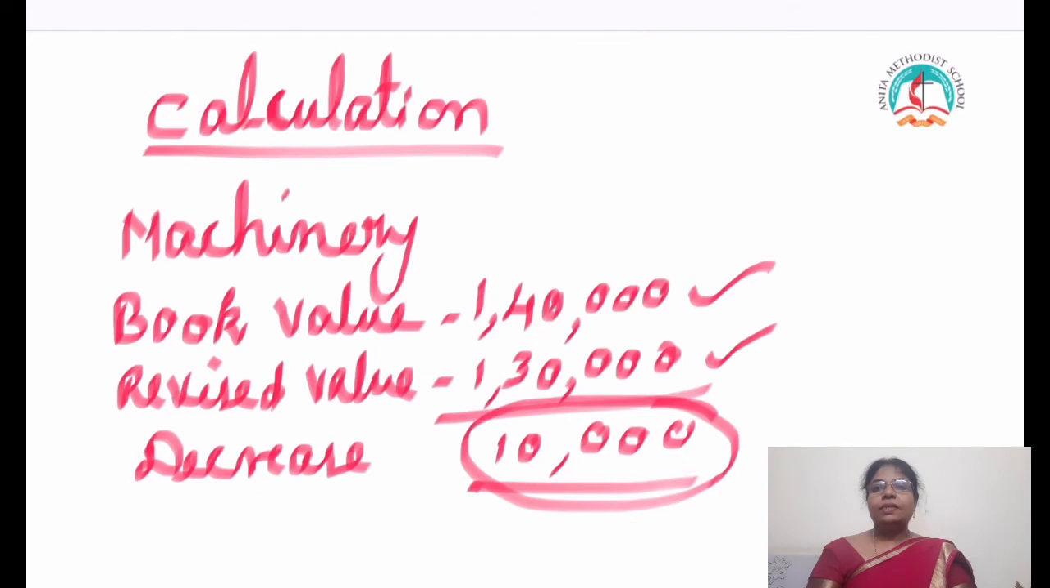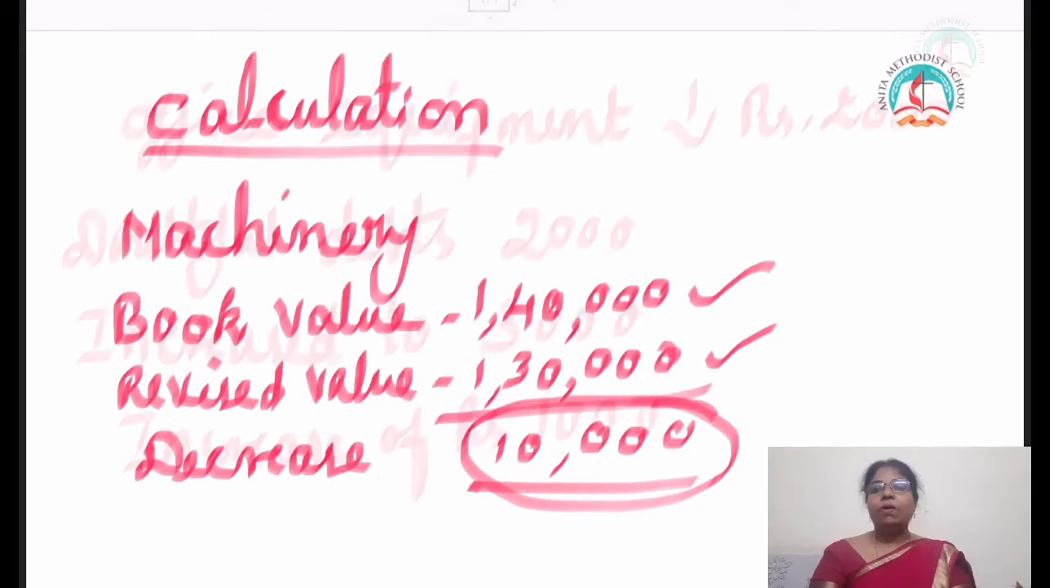Now we will record the journal entry. The first adjustment is machinery is valued at rupees 1,30,000. Children, the book value of machinery is 1,40,000. It is given in the balance sheet. So the value of machinery is decreased by rupees 10,000. So revaluation account debit to machinery account, decrease in the value of an asset.